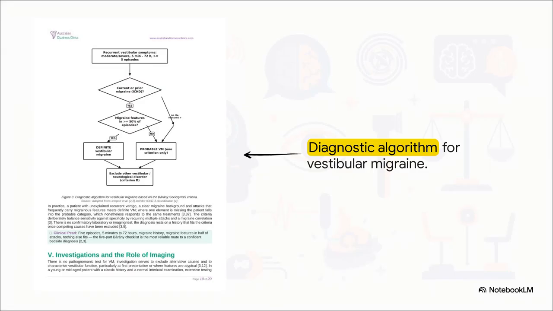If you trace the diagnostic logic here, you always start right at the top. Does the patient have recurrent vestibular symptoms? Are they moderate to severe? Do they last between 5 minutes and 72 hours? And have they had at least 5 episodes?